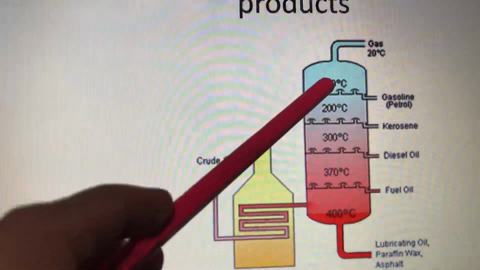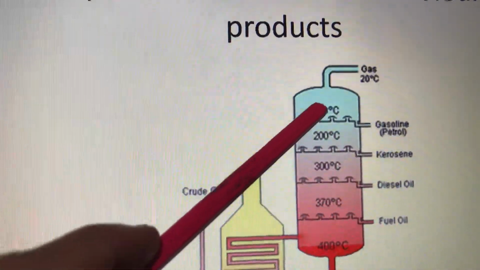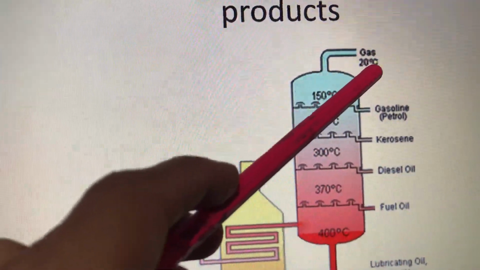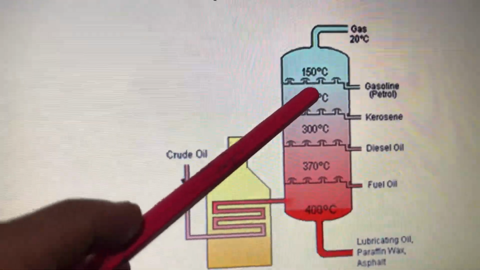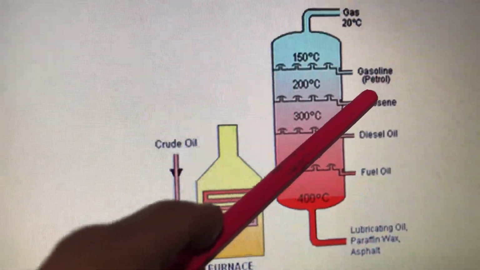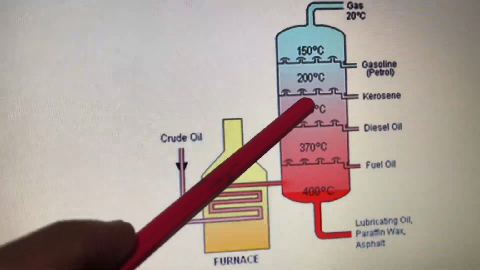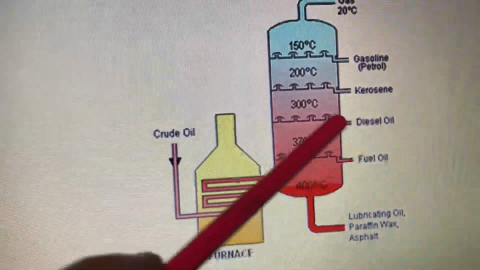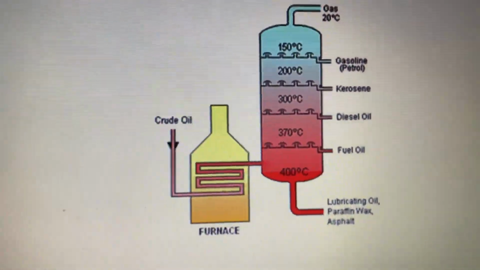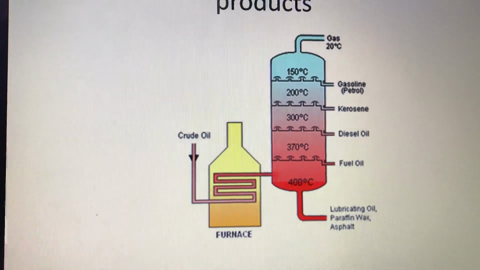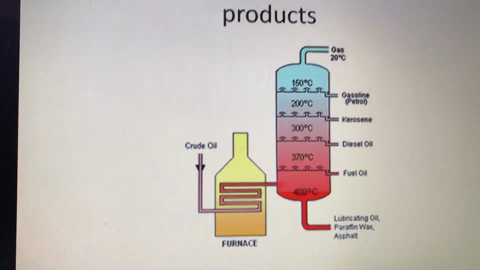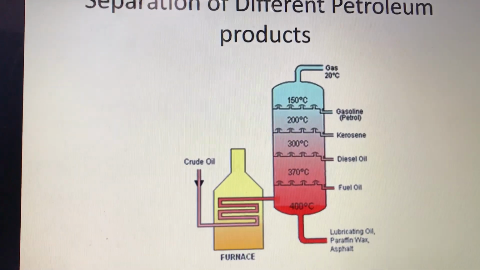So the lower boiling ones first: the gases, which come at 20 degrees Celsius even without heating, and then at 150 gasoline, petrol they separate, then at 200 kerosene. In the same way, one after the other, the different products get separated from the petroleum.